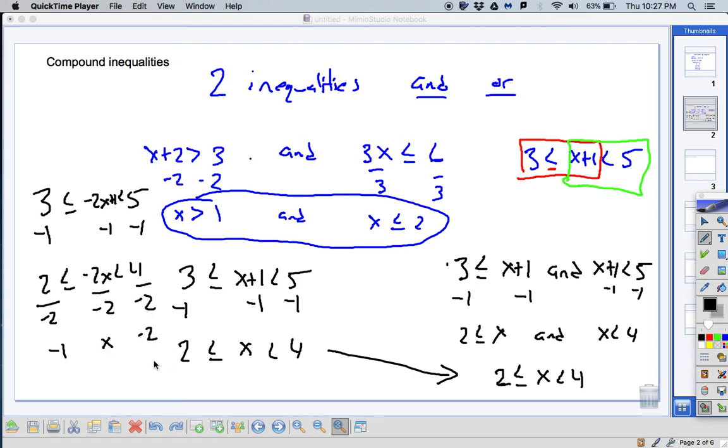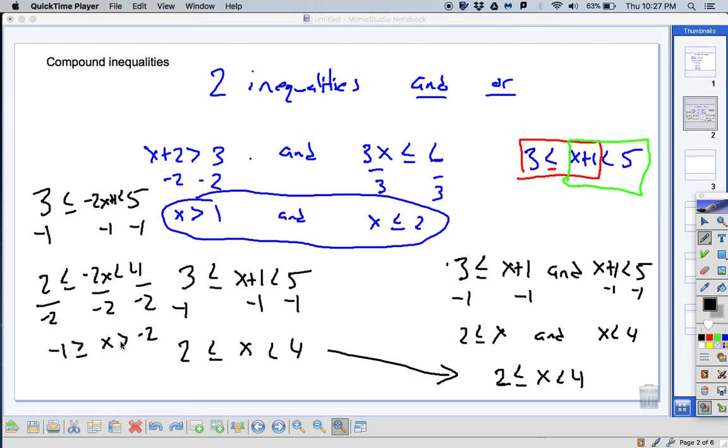But remember the rule. If you multiply or divide by a negative, you switch the symbol. So we have to switch these symbols right here. So the less than or equal to is going to become a greater than or equal to. The less than becomes a greater than. So just like before, if you end up dividing by a negative, switch the symbols.